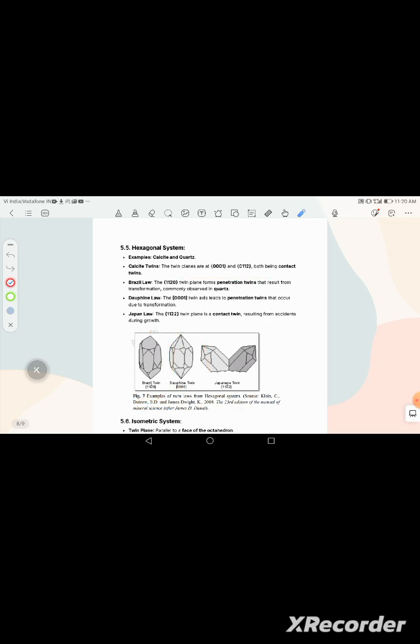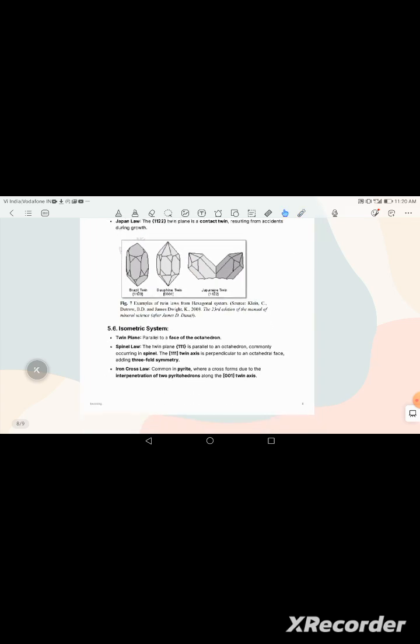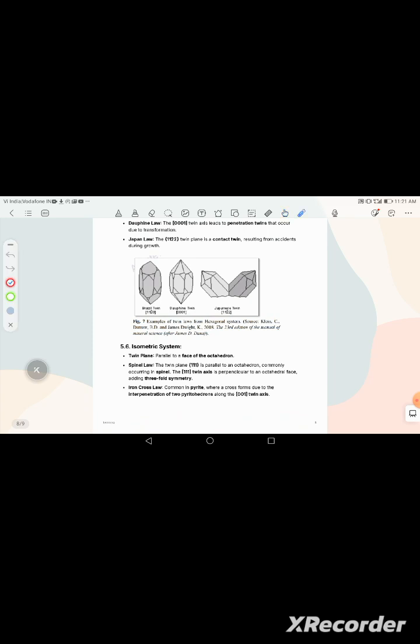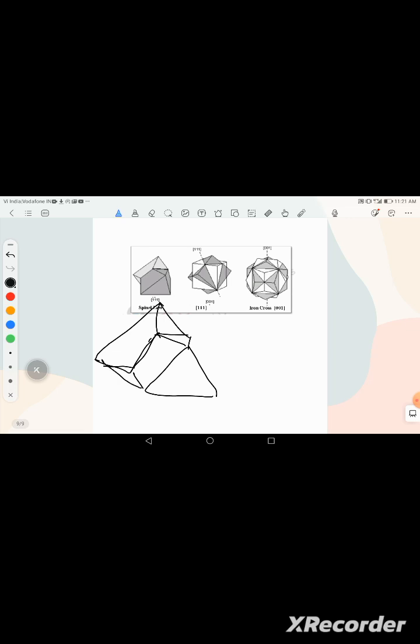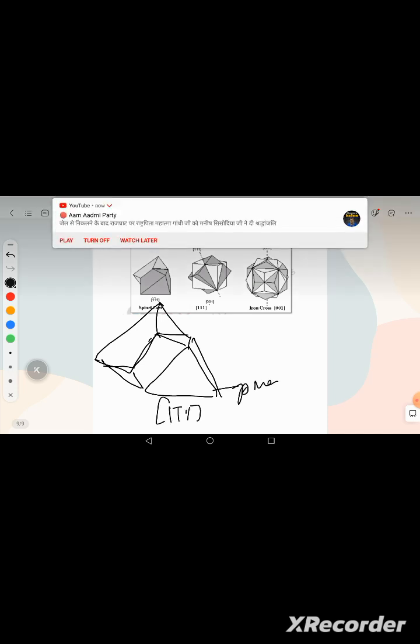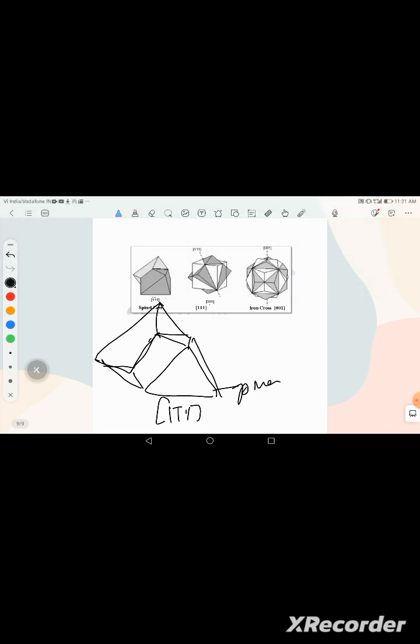Then comes the isometric system, which has the iron cross law and spinel law. The spinel law we have seen initially, but again we will see the diagram of how to draw the spinel law. So the spinel law diagram is very important. First you draw a triangle and then make a rhombohedron, then copy that rhombohedron, join this, and it is over, and join this, and 1 bar 1. So spinel, if you are writing, then it will be over.